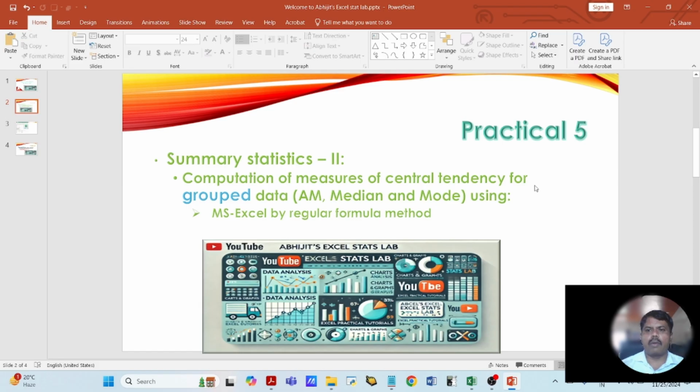Today we will cover practical number 5, summary statistics second, computation of measures of central tendency for group data. That is, we will compute arithmetic mean, median, mode for frequency distribution tables. We will use MS Excel by using regular formula method. Since for frequency distribution, we don't have any direct Excel command, we will use only formula method. So let's see in Excel.